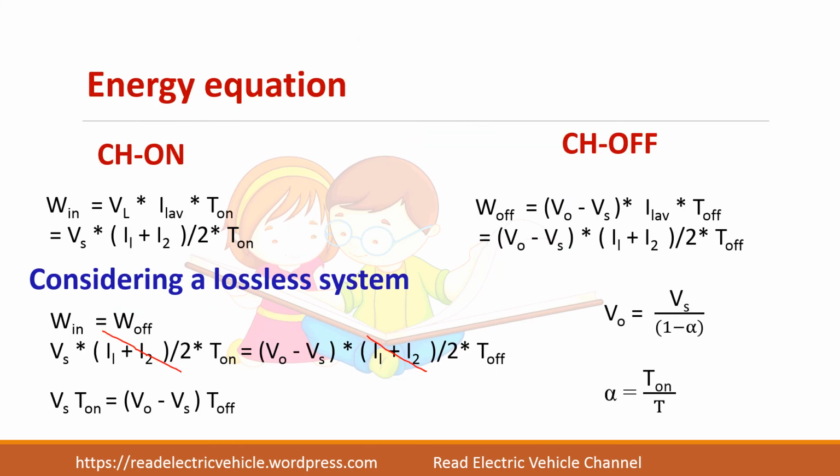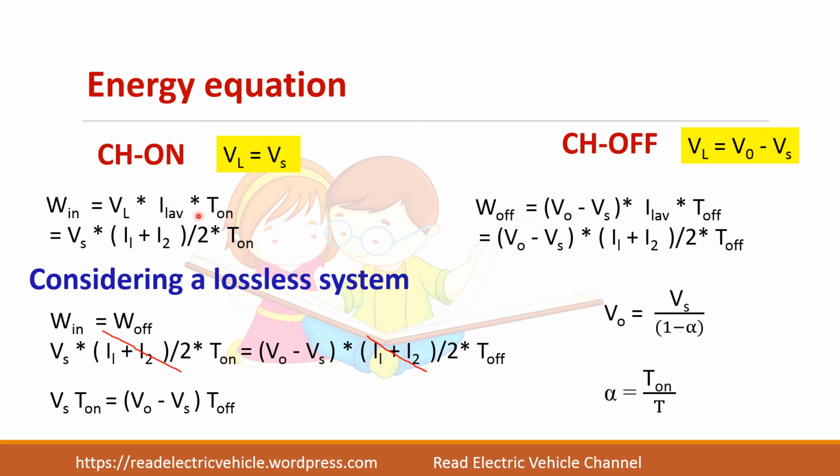Let us write the energy equation. During the switch on condition, we know VL is equal to Vs, and off condition VL is equal to V0 minus Vs, that we have derived. Now what is the energy input to the inductance from the source side? Energy is power into time. Power is V into I. So multiply by that time period. For on time, multiply by T on. For off period, multiply by T off. And what is VL? VL equal to Vs.